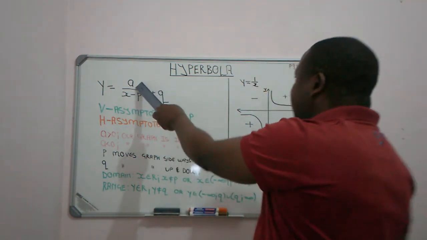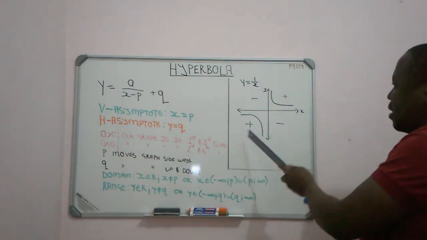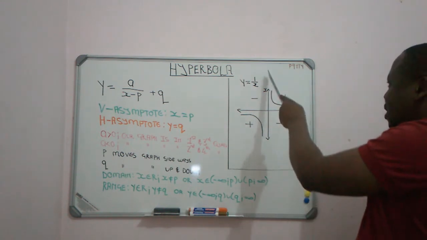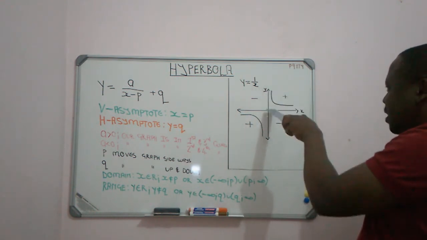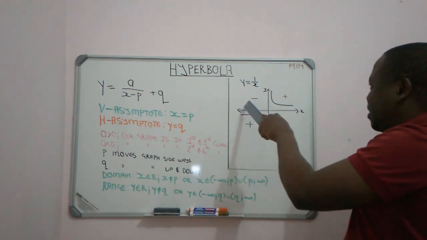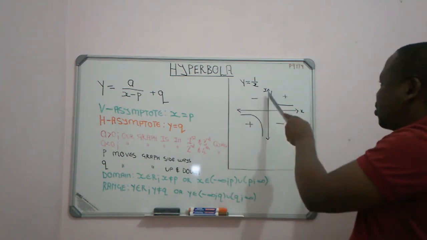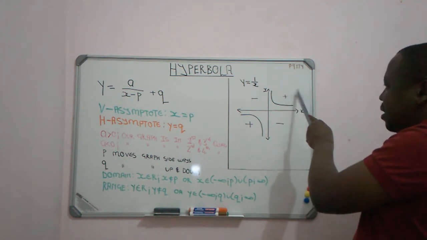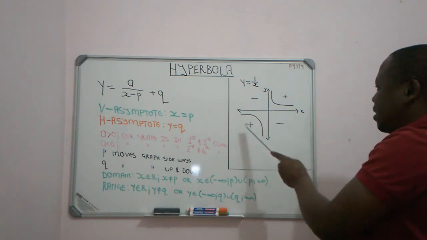If A is positive, our graph will be in first quadrant and third quadrant. I make this positive because of what? On our y-axis, the upper side is positive and the lower side is negative. And then on our x-axis, the right side is positive and the left side is negative. So positive by positives give us a positive. And the third quadrant, negative by a negative gives us a positive.